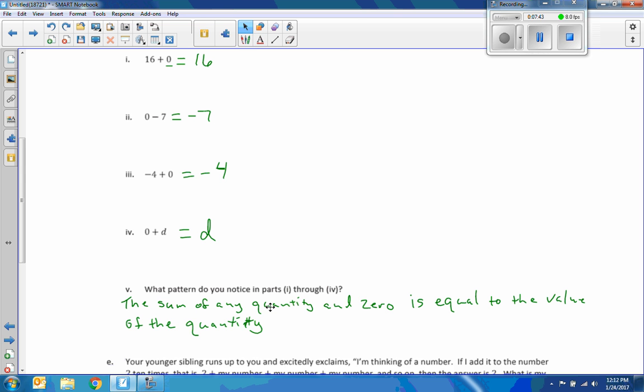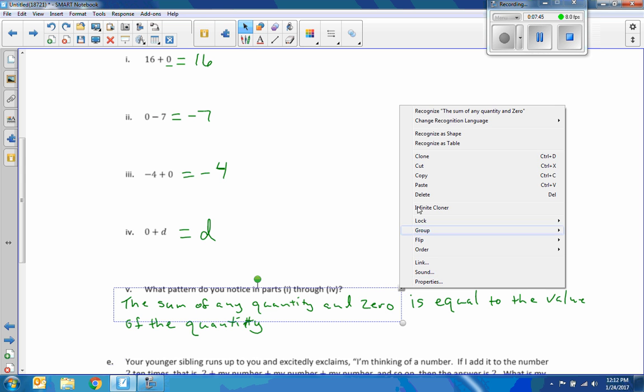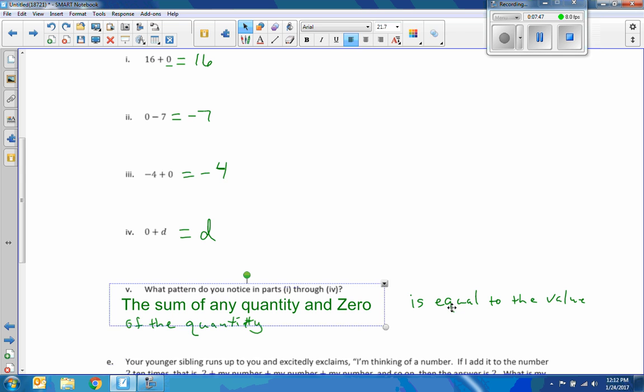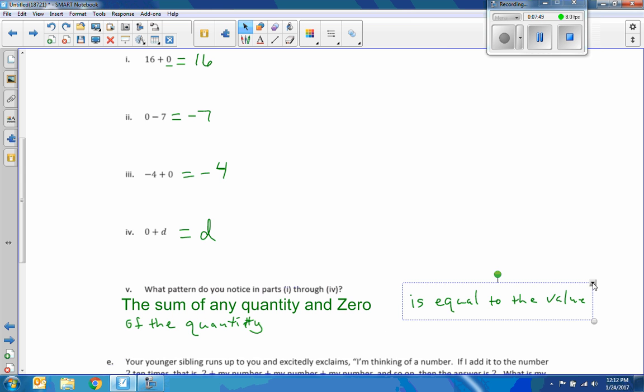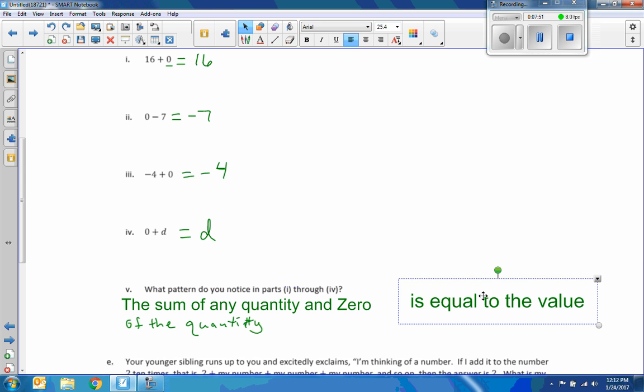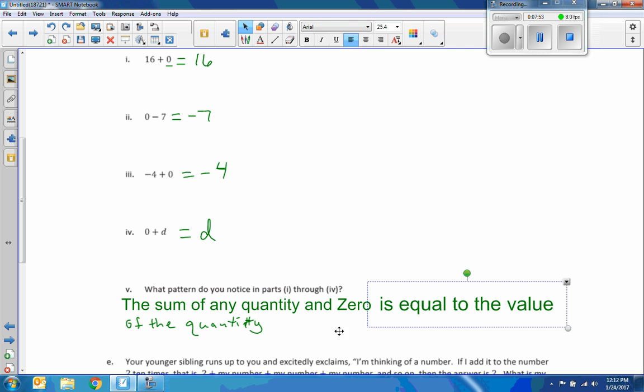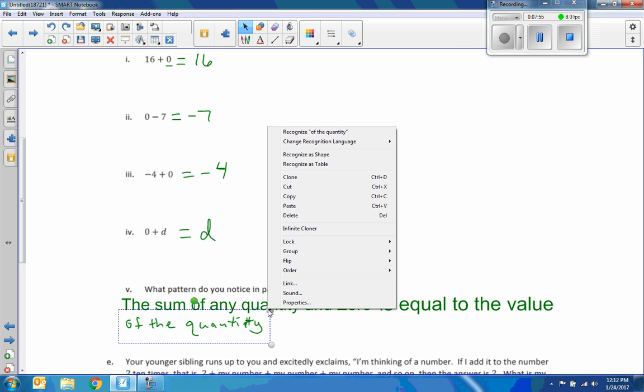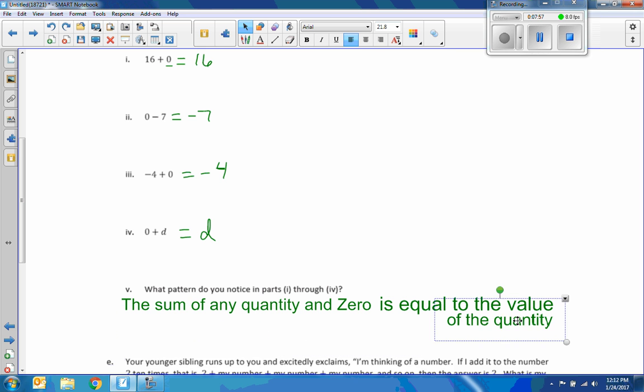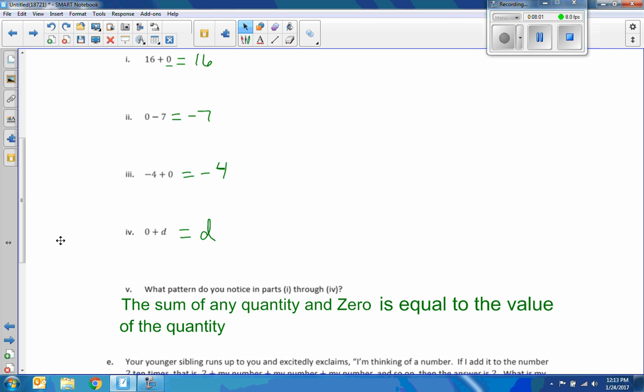The sum of any quantity and 0, let's see if this recognizes it, is equal to the value. This one I might have trouble with. No, I didn't. Very good. I can read my hand scratch. Okay, the sum of any quantity and 0 is equal to the value of the quantity.